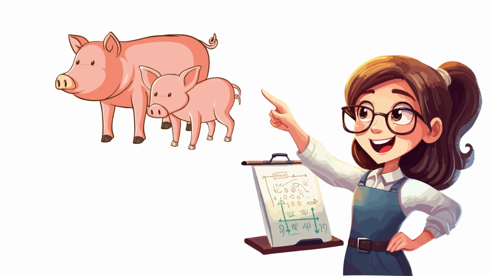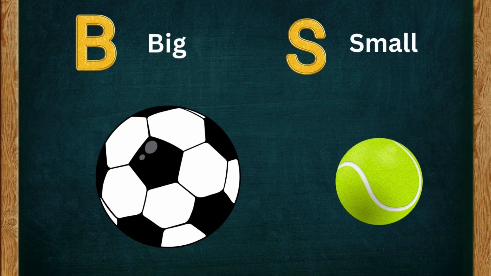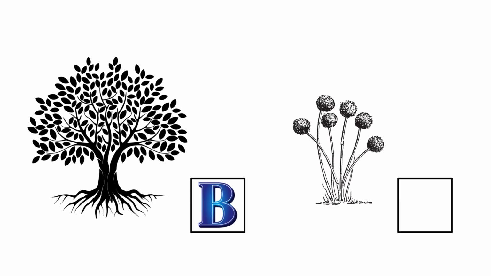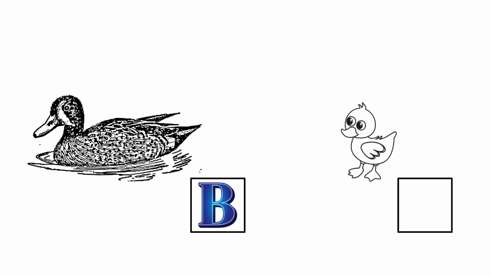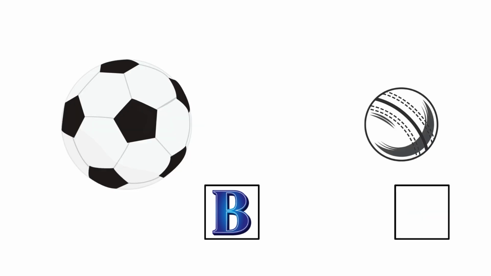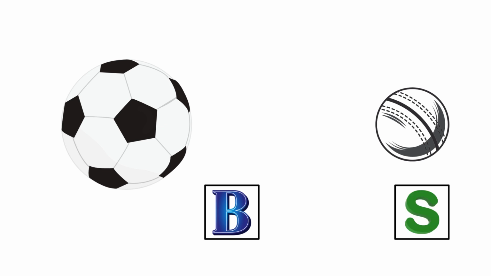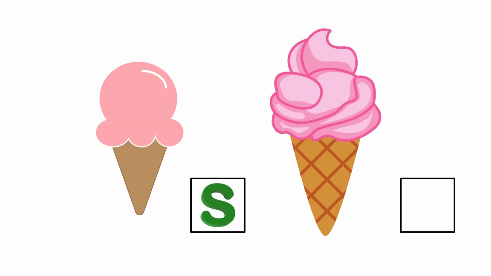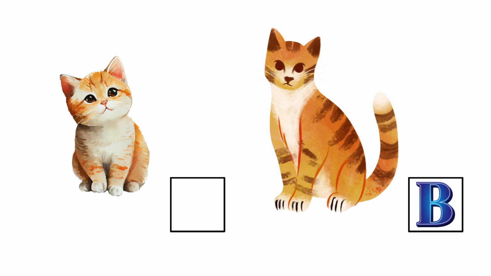Which one is big and which one is small? B for big and S for small. Tree is big. Plant is small. Duck is big. Duckling is small. Football is big. Tennis ball small. Small ice cream. And big ice cream. The kitten is small. And the cat is big.